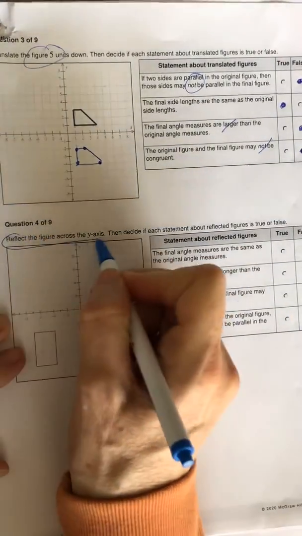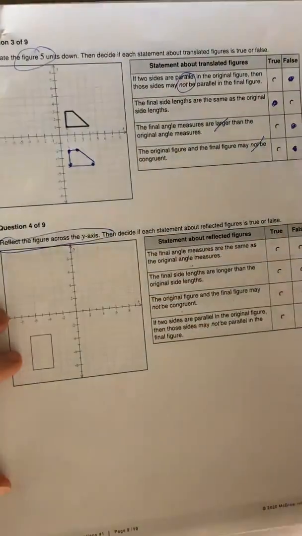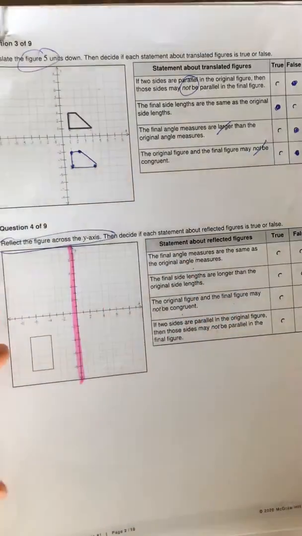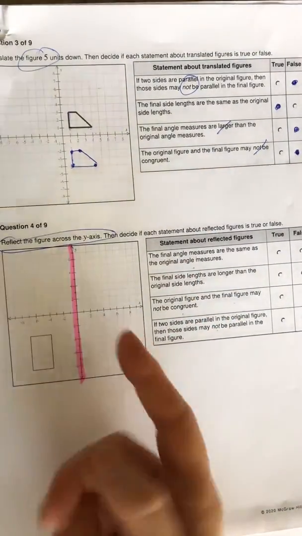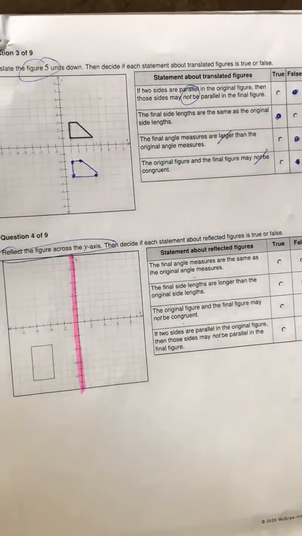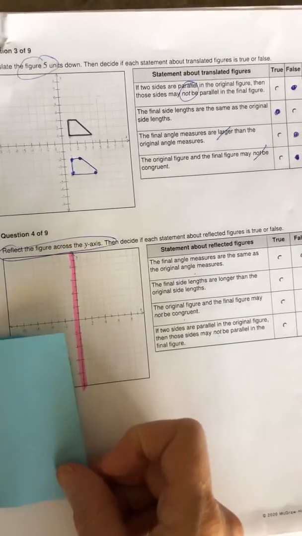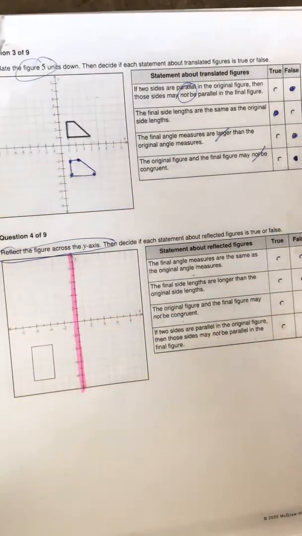And it says reflect across the y-axis. You have to remember which is the x and which is the y. This is the y-axis. So you're going to reflect that figure not up, but you're going to reflect it to the right. It's going to look like this. If it's here, we're going to reflect it over the y-axis. Now, here's the easiest way to do it.